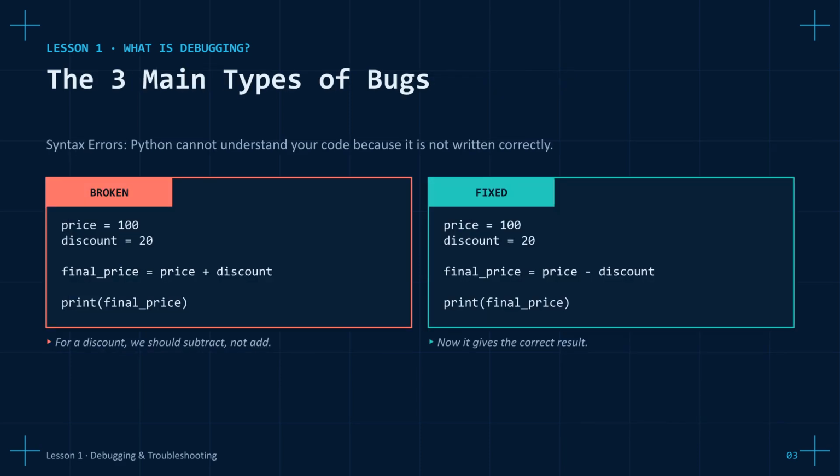There are three main types of bugs, and the first is a syntax error, where Python can't understand your code. But logic bugs are just as common. In this example, a discount is being added to the price instead of subtracted. The code runs fine, but the result is wrong. Once we change plus to minus, the calculation is correct.